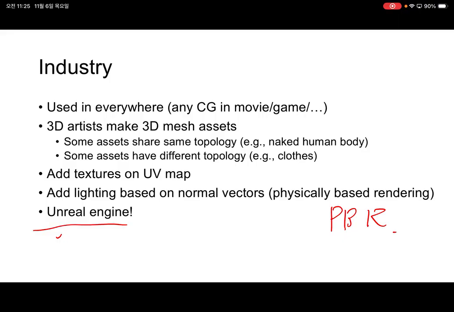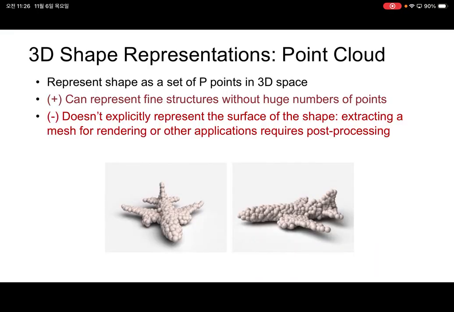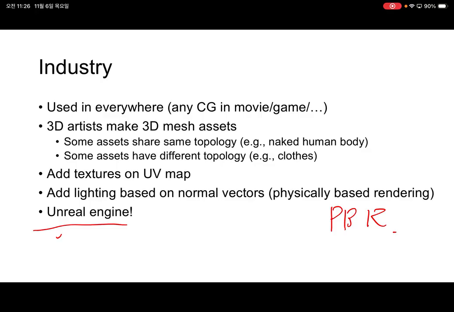Anyway, so mesh is used everywhere, very widely used, but not a universal solution. As I said, incorporating it in your network is not very easy. It cannot represent objects with different topology. That is a limitation of mesh. Is anything unclear about mesh?